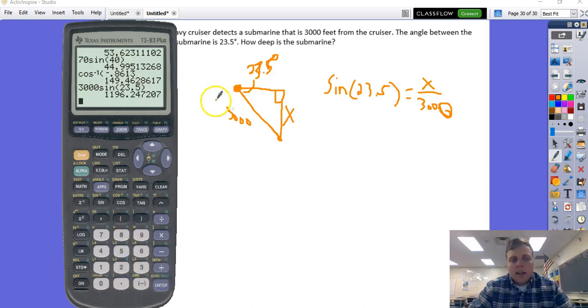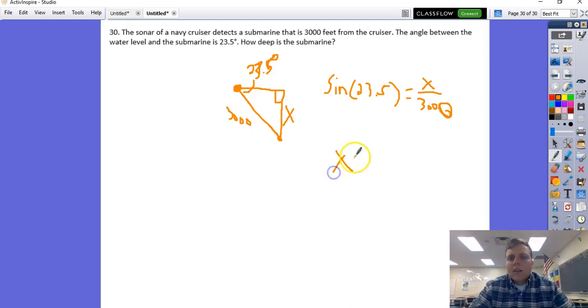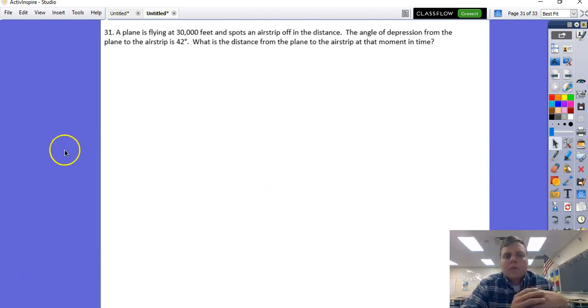Press enter, and I get 1196.2. So x is approximately equal to 1196.2. Alright, problem 31.